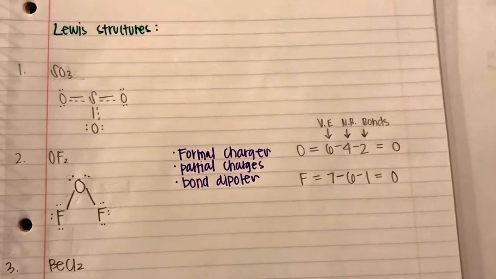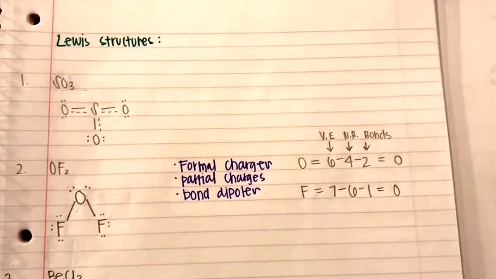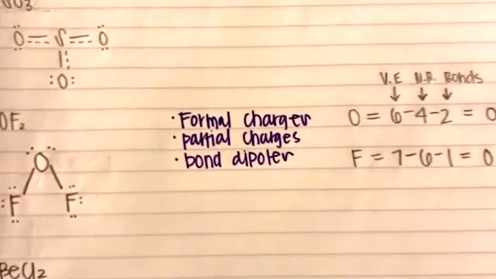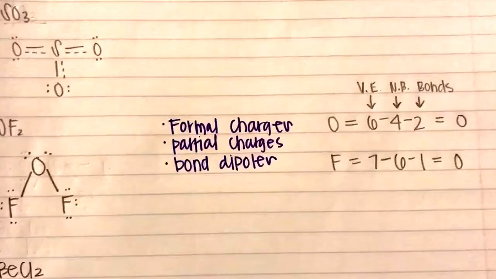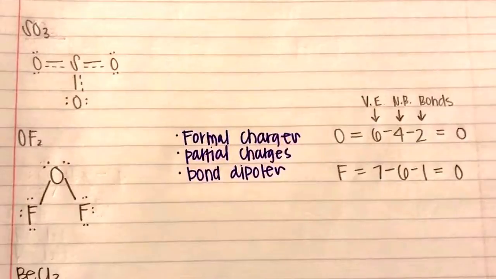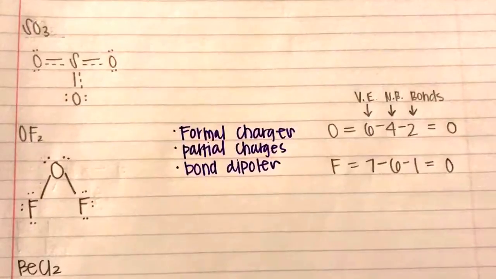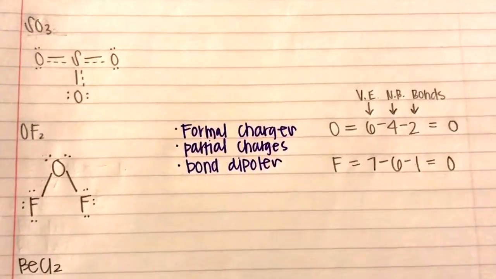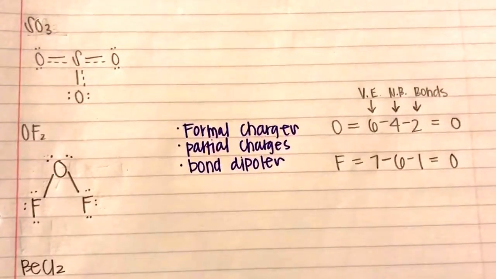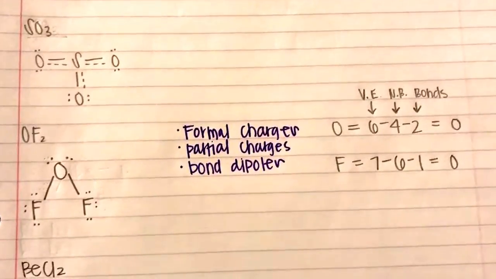Next, we'll be looking at formal charges, partial charges, and determine the bond dipoles. So first, let's look at OF2. In order to find the formal charge, we're going to do oxygen, 6 valence electrons minus 4 non-bonding electrons minus 2 bonds. That is going to give us a 0 formal charge. Then we have F. F has 7 valence electrons, 6 non-bonding electrons, and 1 bond, giving us a formal charge of 0.